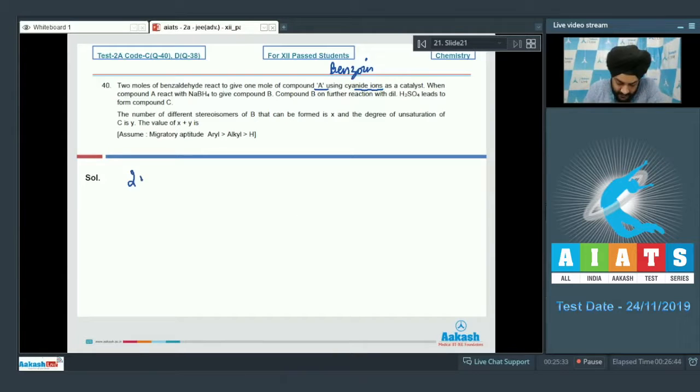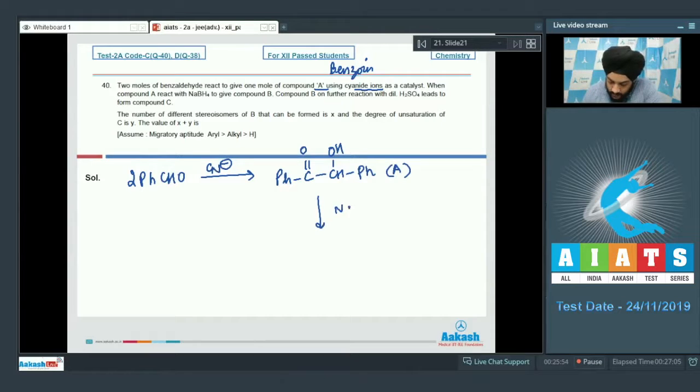We have 2 moles of benzaldehyde, so we have 2 PhCHO. It is allowed to react with each other in presence of cyanide ions as catalyst. So we're going to have the formation of benzoin. This is the benzoin condensation, students. So this is compound A. Compound A is allowed to react with NaBH4. NaBH4 is going to reduce the carbonyl group into alcohol. So we're going to have PhCHOH-CHOHPh. So this is compound B, students.